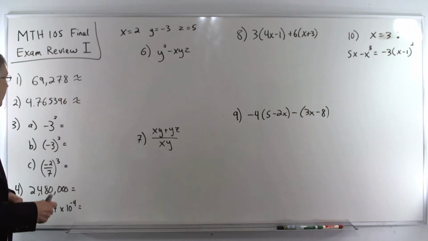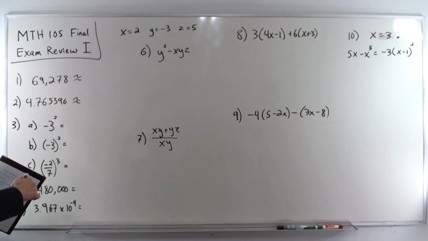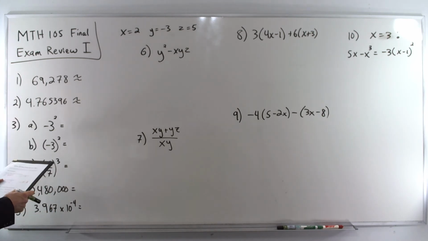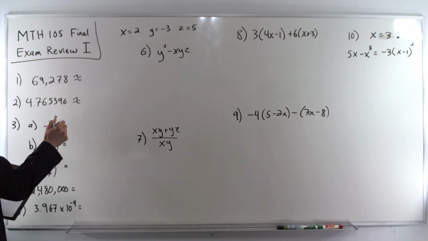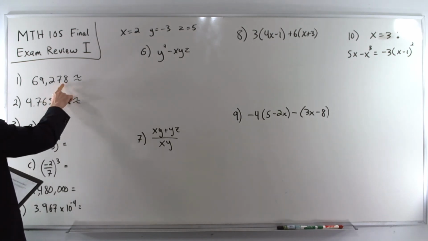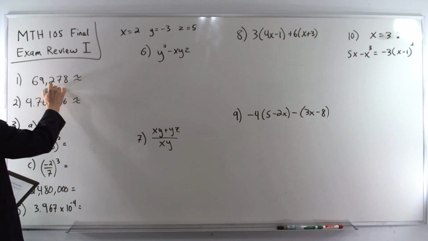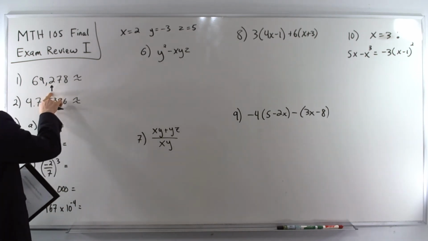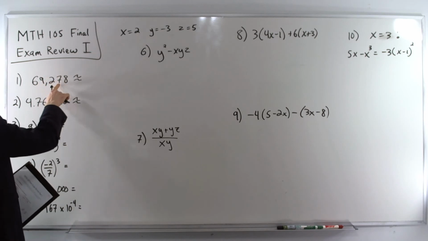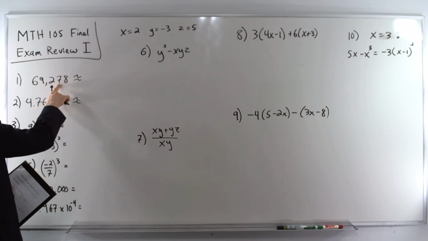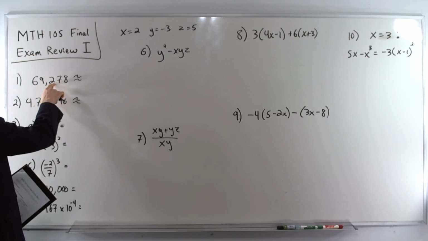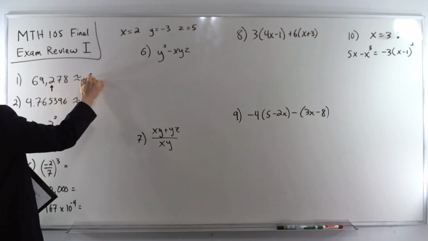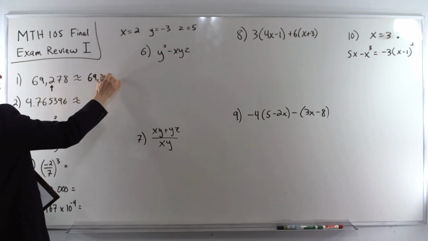We're starting off with rounding. We're going to round 69,278 to the nearest hundred. So let's find the hundreds position. We got ones, tens, hundreds. So hundreds is the 2, in the hundreds position. So we're going to round to this digit. We look to the digit to the right. It is 5 or greater. So that means we increase 2 to 3, and we get 69,300.